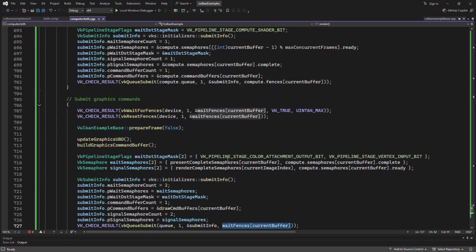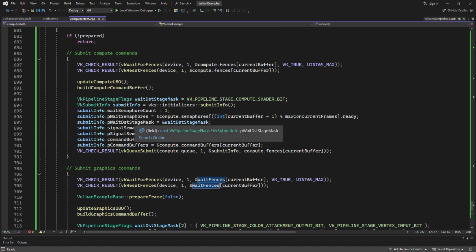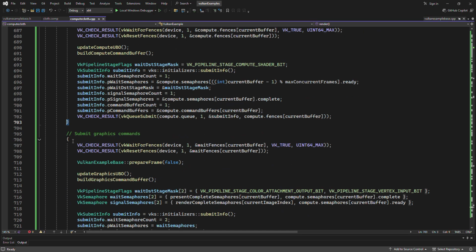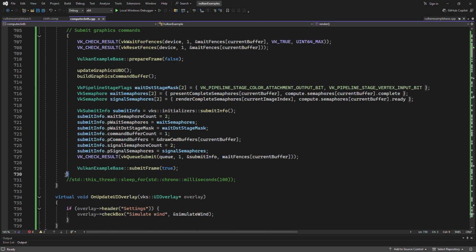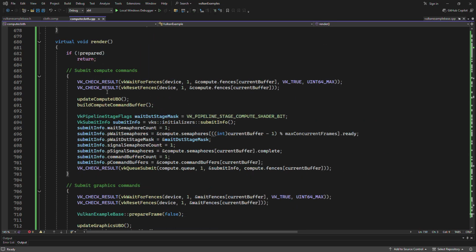We have the compute commands and we have the graphics commands, and we have fences related to each of them. Just a little bit of housekeeping while we're on the topic. Notice that we have our render function here, but then we have these parentheses, right? That blocks off the compute stuff and blocks off the graphics stuff. That makes sense because we're trying to section off the scope of the variables.